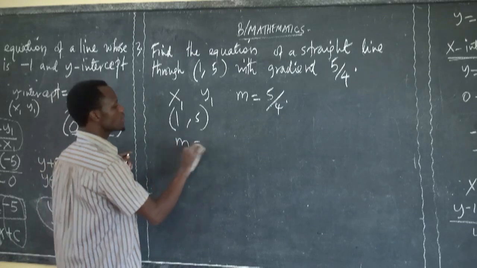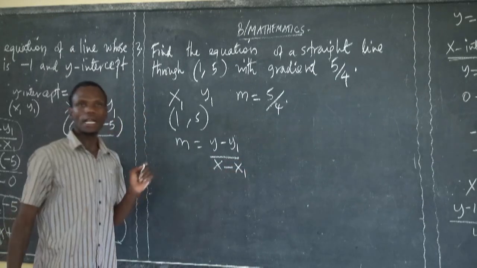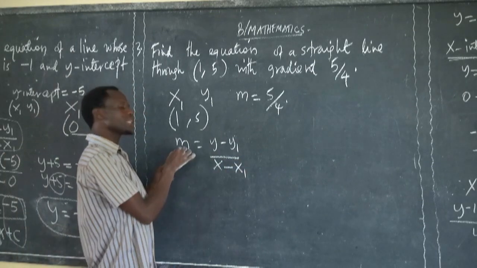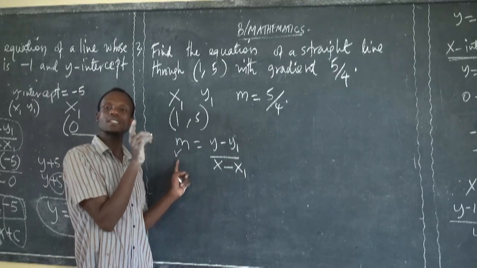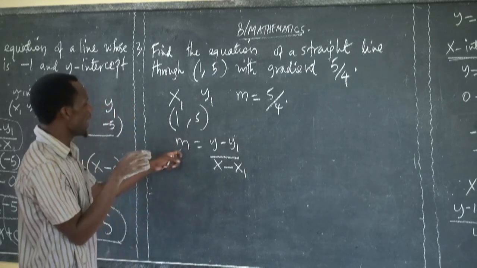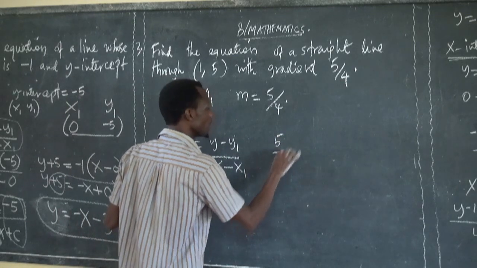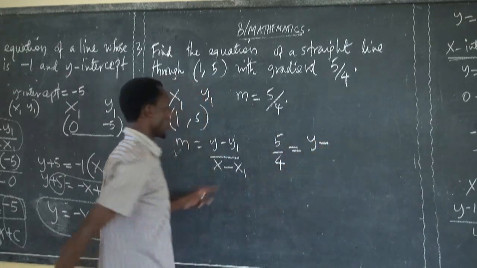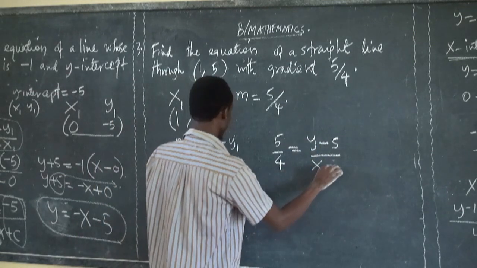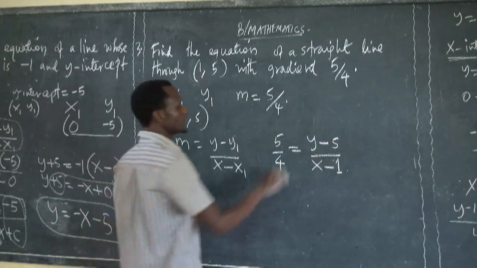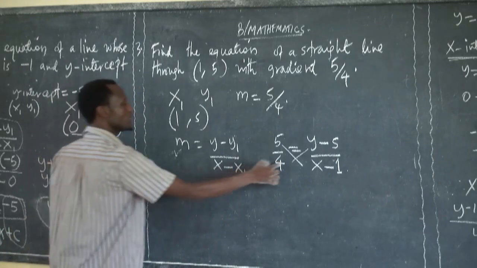Now, m is equal to y minus y1 over x minus x1. If there was no slope, I would first find it using y2 minus y1 over x2 minus x1. Now, remember, m is 5 over 4. It is equal to, y is not there, y1 is 5, then over x minus x1, which is 1. Then you cross multiply.